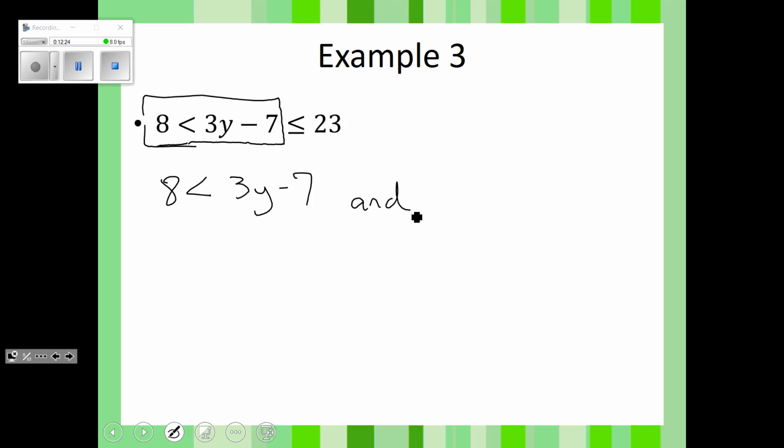And your second inequality, you just start on the opposite side and work all the way through the inequality sign, all the way till you get to the first inequality sign. And so it would say 3y minus 7 is less than or equal to 23. There would be your two inequalities. So I'm going to give you a second, and I'm going to let you go ahead and solve both of them for me.